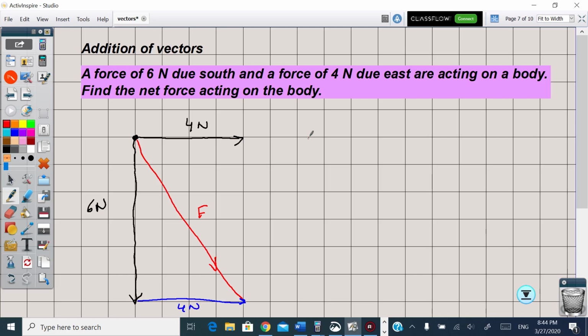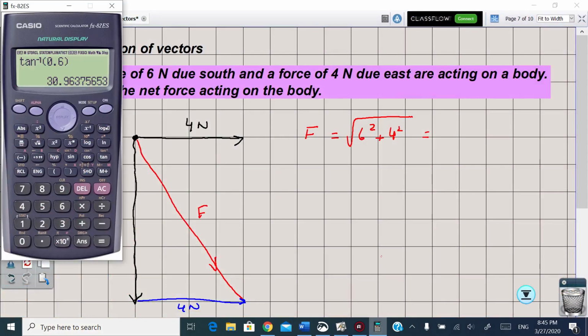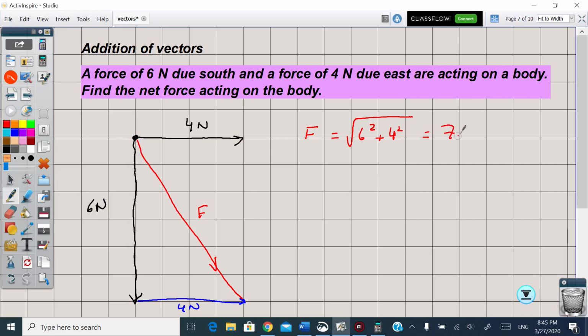So F by Pythagoras is equal to the square root of 6 squared plus 4 squared, and this equals the square root of 36 plus 16, which is 7.21 newtons. But what is the direction in which this force acts?